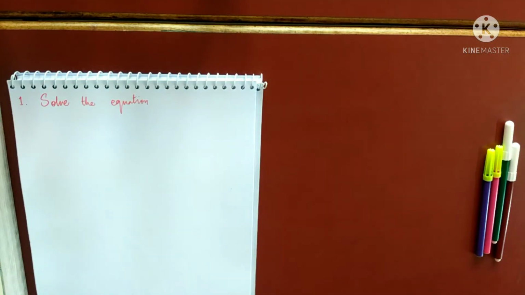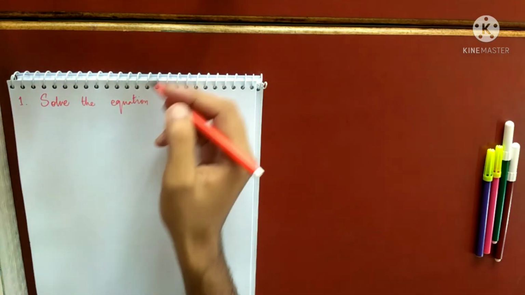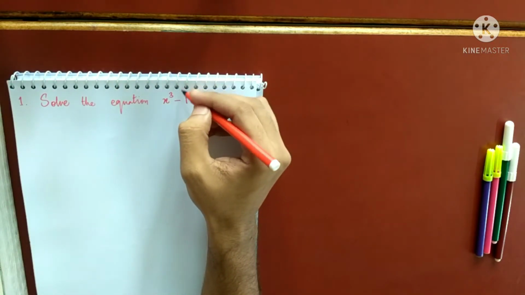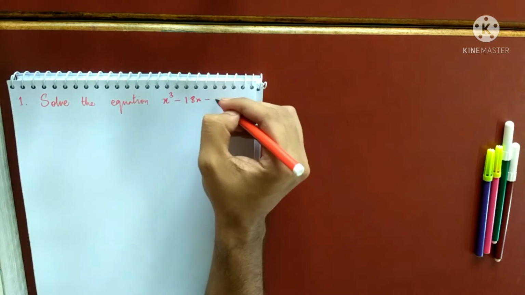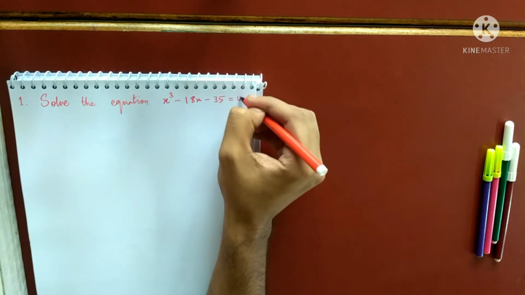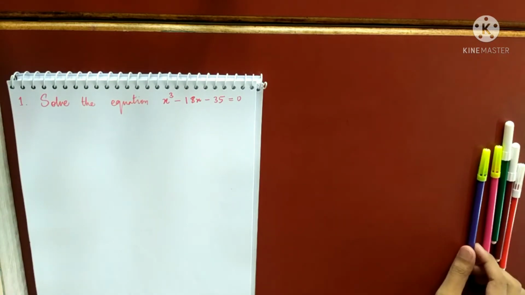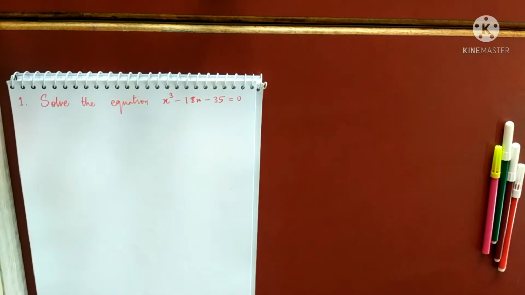Solve the equation x cube minus 18x minus 35 equals 0. This is already in the standard form. If this was not in the standard form, we would first convert it into standard form, but they have given it already in the standard form, so it's all right.